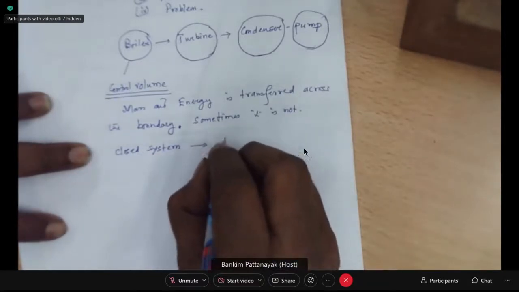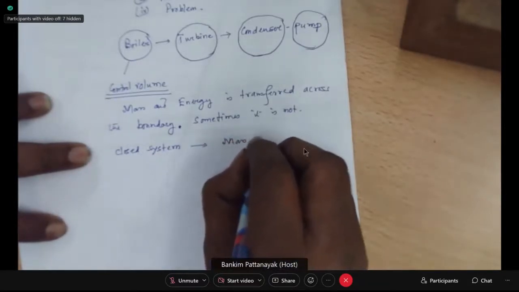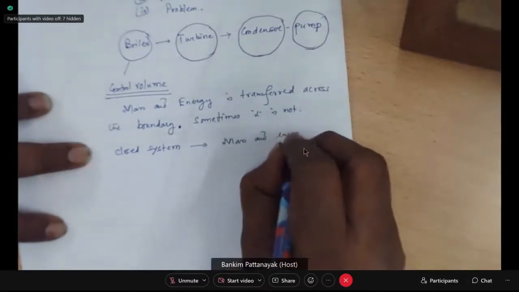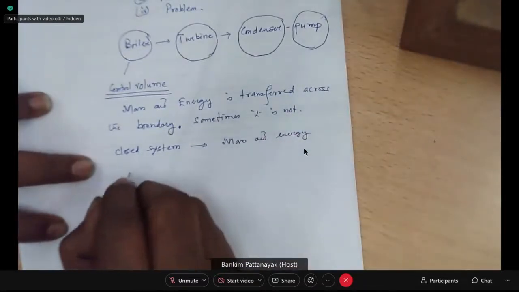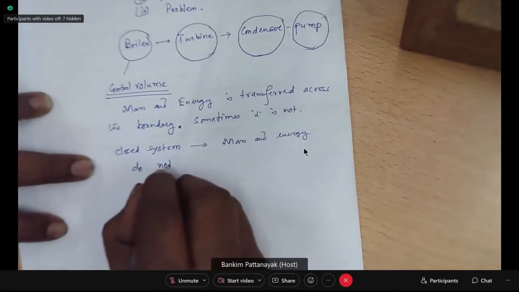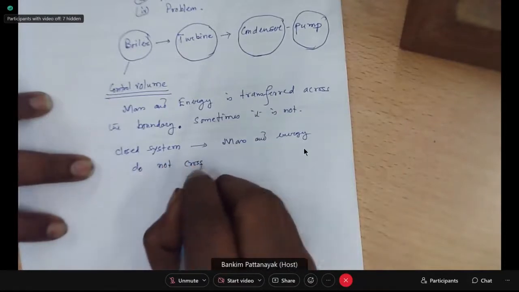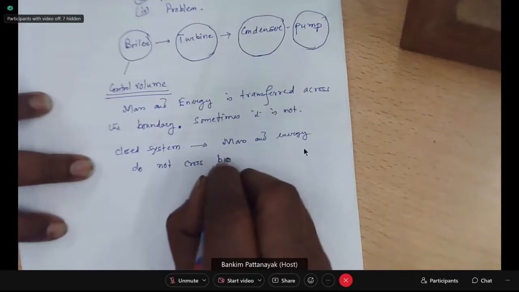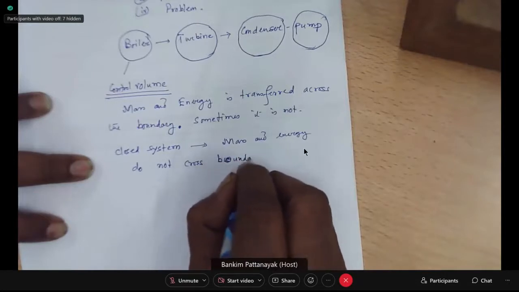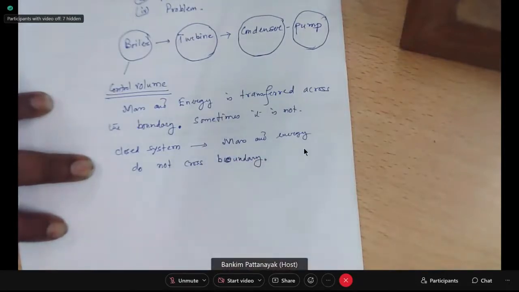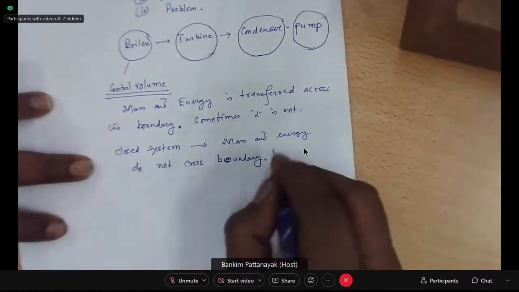A closed system is one where mass and energy do not cross the boundary. What is that boundary? The thermoflask is the boundary. The rest we call the universe.